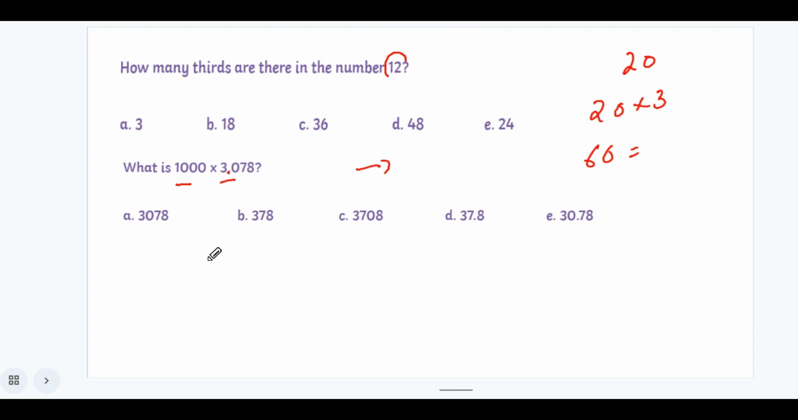Where is your decimal right now? After 3. When you multiply it by thousands, how many zeros are there? You need to count 1, 2, 3. So how many times do I need to move? 1, 2, 3, and now your decimal will move to the 4th place over here. So your answer will be equal to 3078.0. You don't need to write the .0. So this is your answer. If you forget how we multiply decimal numbers by tens and thousands, you can go back into your lesson and learn it over there.